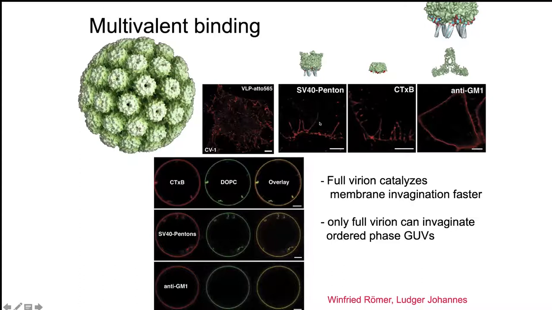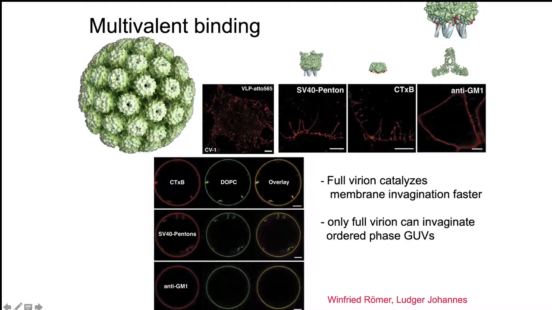sense because, of course, it has many more binding sites and can push its force much stronger onto the membrane. And only the full virion can invaginate stiff ordered phase GUVs, which the pentons cannot, because they cannot exert the same level of force on GUVs.